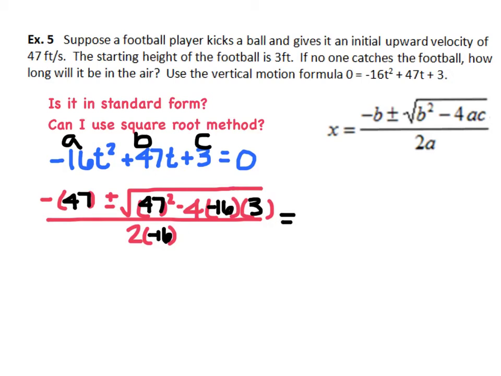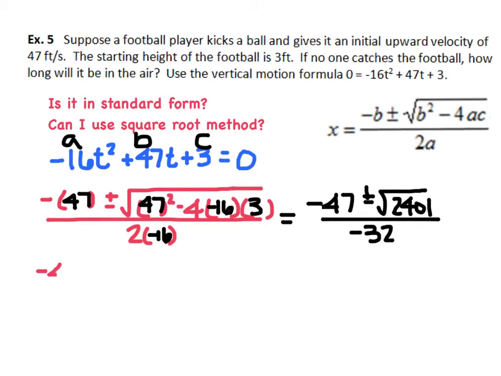Now let's break that down. We get negative 47 plus or minus the square root of 2,401, all divided by 2 times negative 16, which is negative 32. Now, let's see if we can take the square root of 2,401. So you get negative 47 plus or minus 49, which is the square root of 2,401, all divided by negative 32.